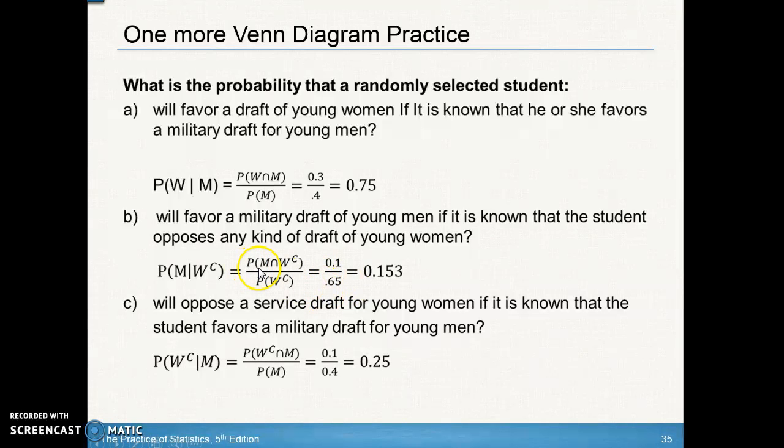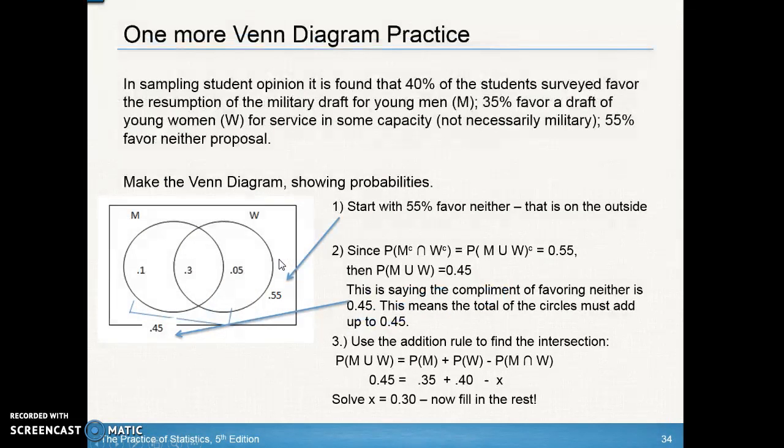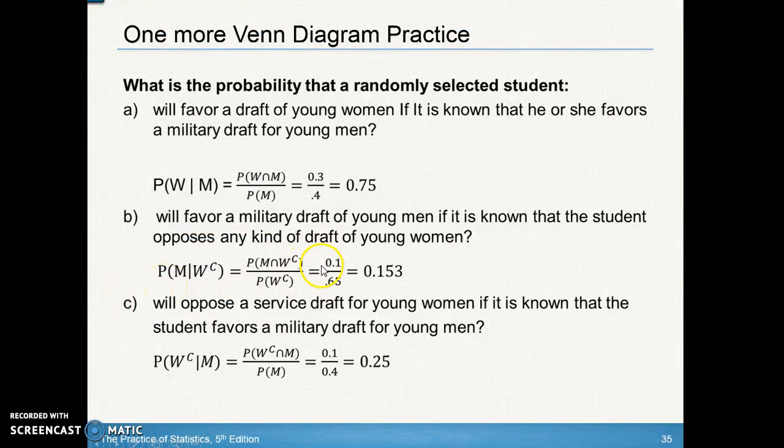The numerator is what's the probability that they do both: favor men and don't favor women. So you're looking for that 'and' probability. What's the probability that they favor men but don't favor women? So look back at your Venn diagram. Favor men is that 0.1, but don't favor women, so I just have the men portion, no women portion. My 0.1 goes in the numerator here. Show that fraction, get your final answer.